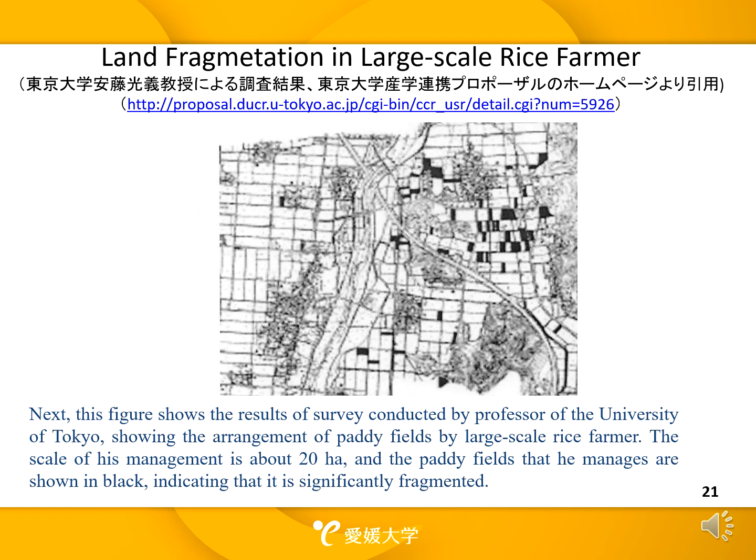Next, this figure shows the results of survey conducted by Professor of the University of Tokyo, showing the arrangement of paddy fields by large-scale rice farmer. The scale of his management is about 20 hectares, and the paddy fields that he manages are shown in black, indicating that it is significantly fragmented.